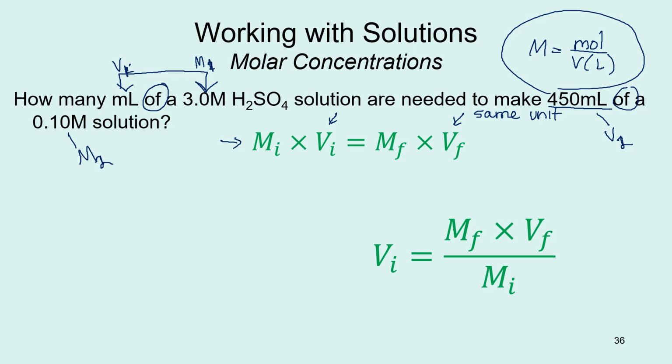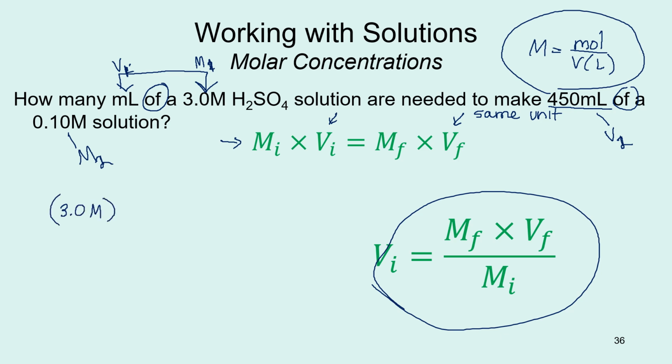What am I solving for? I don't know my initial volume. I do know my initial concentration. I know my final volume and my final concentration. You can rearrange the equation if you want to beforehand, but I tend to just plug it in the way it is. So my initial concentration is 3.0 molar, and my initial volume is what I'm looking for. My final molarity is 0.1 molar, and my final volume is 450 milliliters.